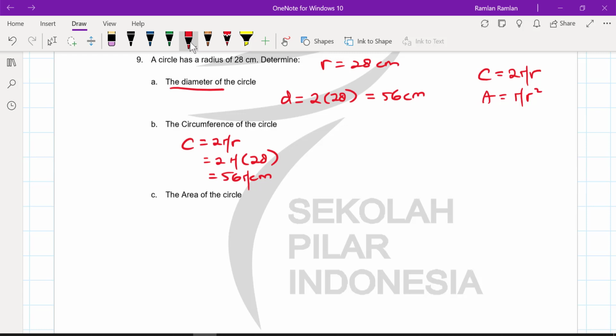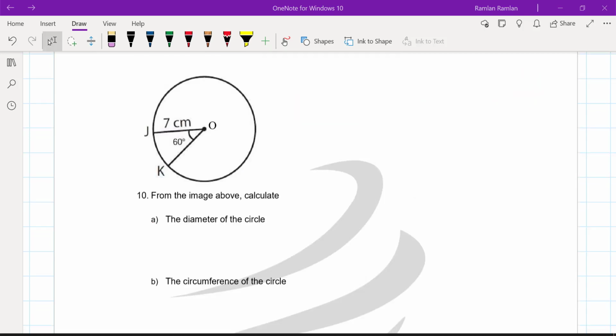Next one is the area. Again, we have the formula here, pi r squared, so that'll be pi times 28 squared, and that will be equal to 784 pi centimeters squared. Okay, let's move on to number 10.